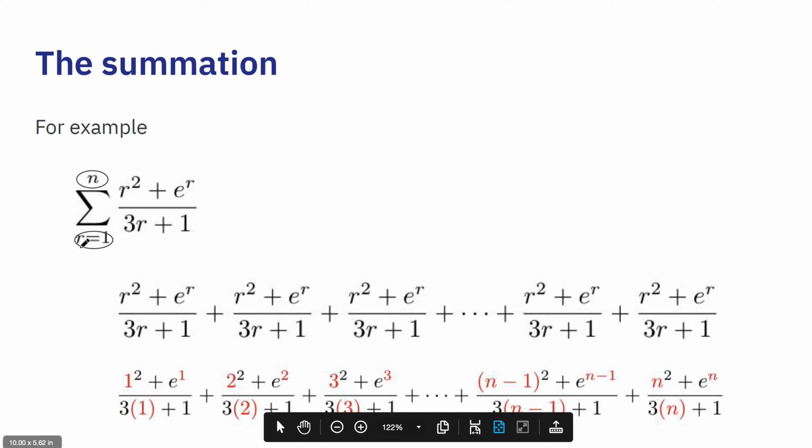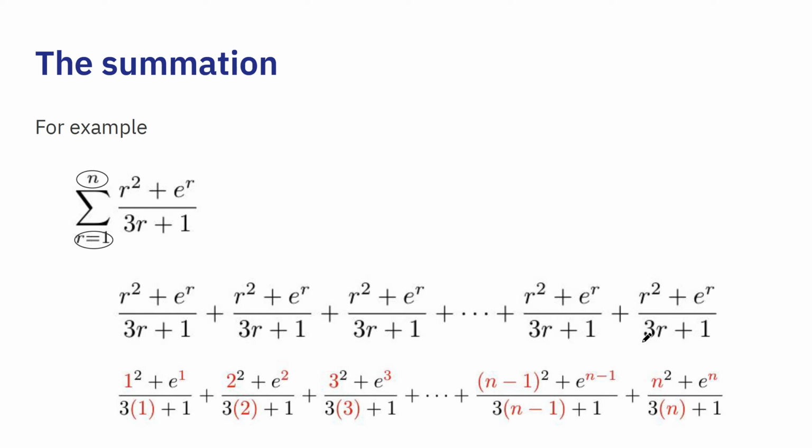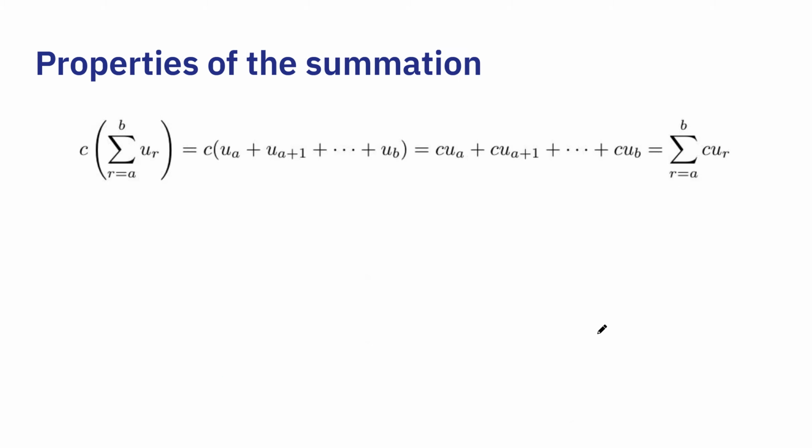So for the first term, we start with r equals 1. So with 1 squared plus e to the power of 1 over 3 times 1 plus 1. Basically, we're replacing all the r's with 1. And for the second term, we go one step up and we replace everything with 2. Okay, so we continue doing this by replacing the r's with 1, 2, 3, so on, all the way until n. So the last one would be n squared plus e to the power of n over 3n plus 1. So this is what the summation actually means.